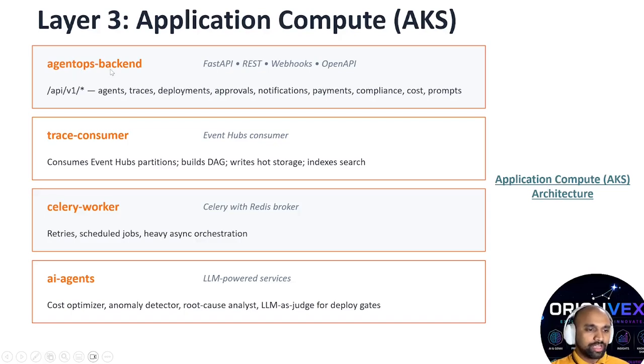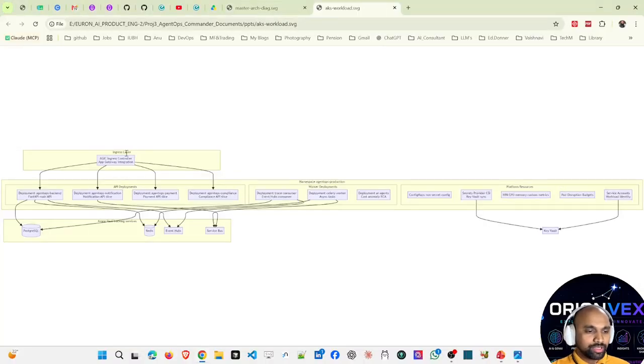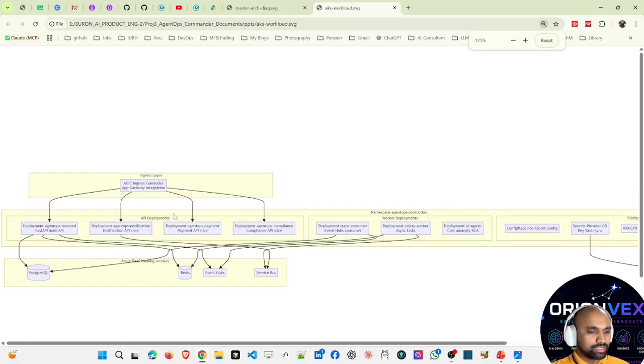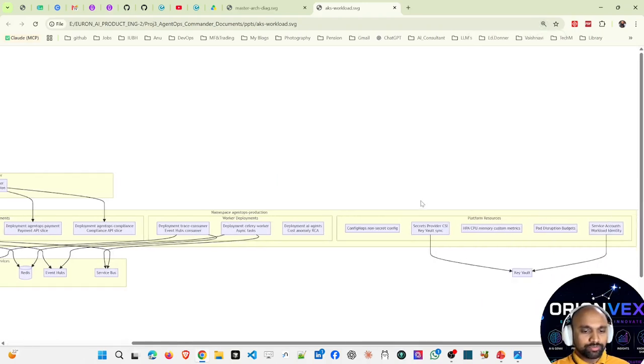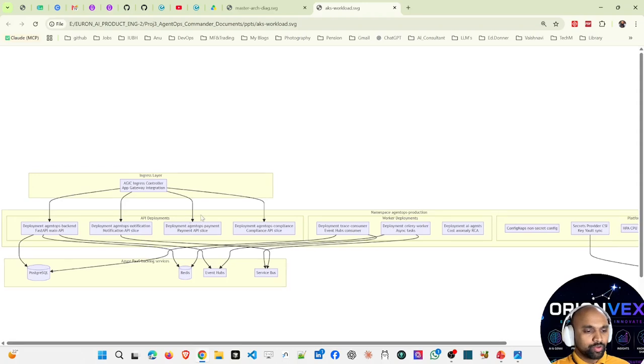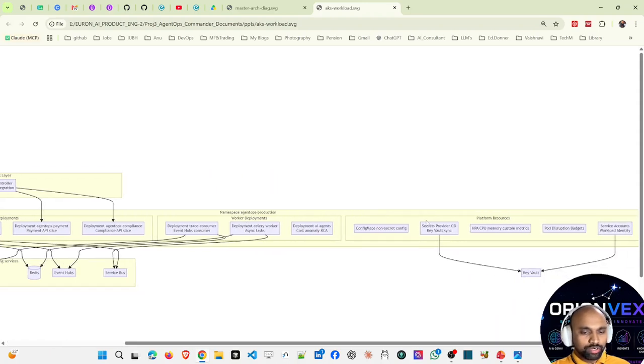We have this AgentOps backend and trace consumer, Celery worker, and AI agents. Let's see this architecture. This is the Azure Kubernetes Service workload. We have the ingress layer, then we come to the agent namespace in production. We have three namespaces: one is API deployment, next is worker deployment, and platform resources.